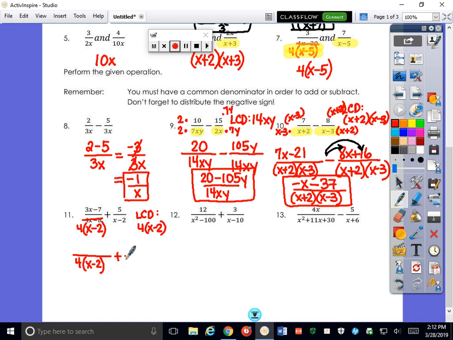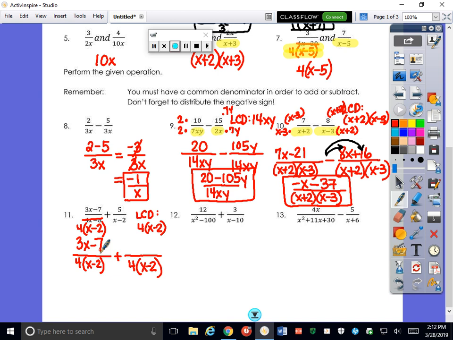So I need to try to make both denominators become 4 times x minus 2. So on the first denominator, it's already a 4 times x minus 2. So I don't have to multiply it by anything to become the LCD. So I am going to leave this entire fraction alone, not going to touch it. So 3x minus 7 will stay up on the numerator.